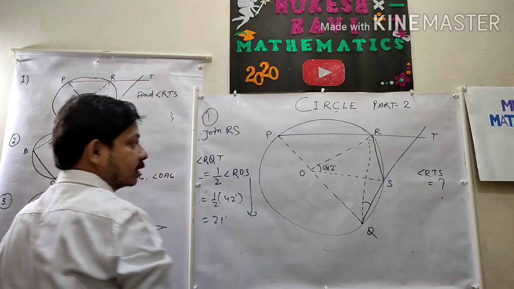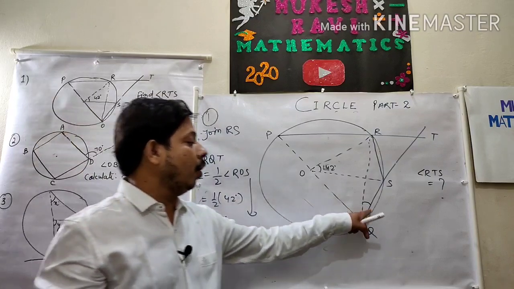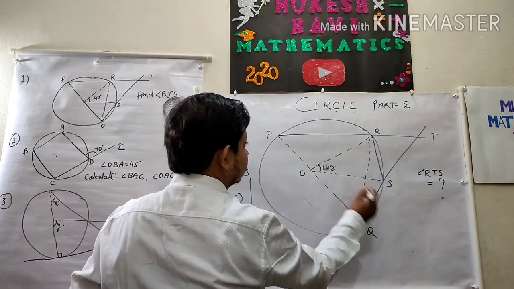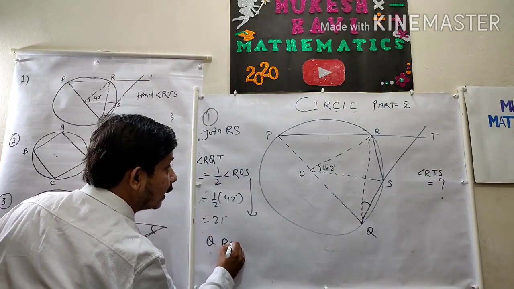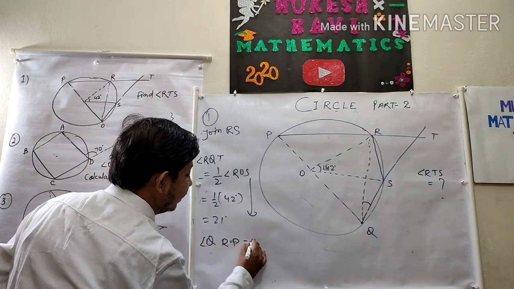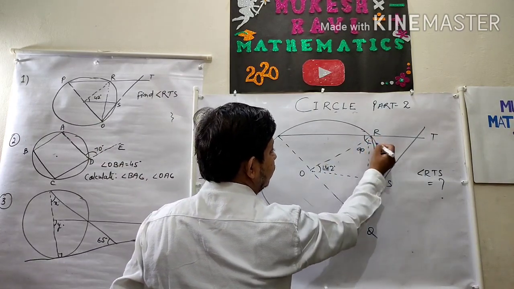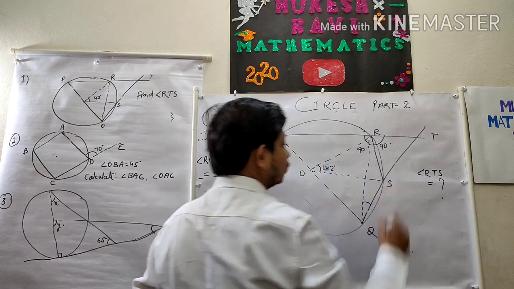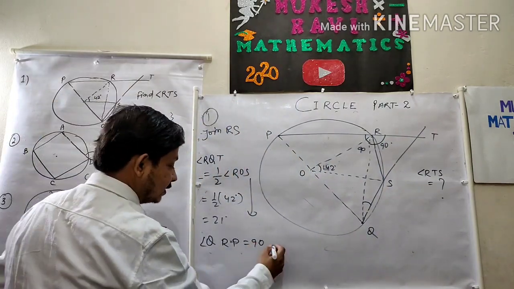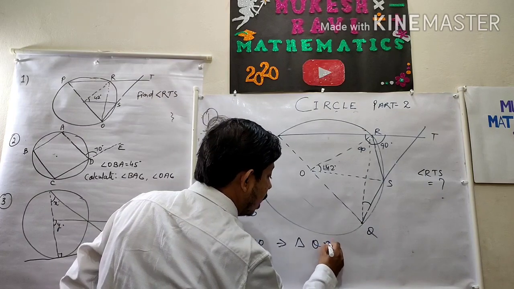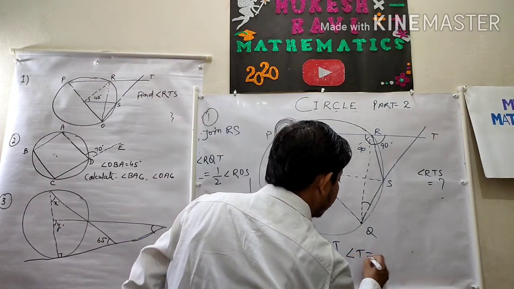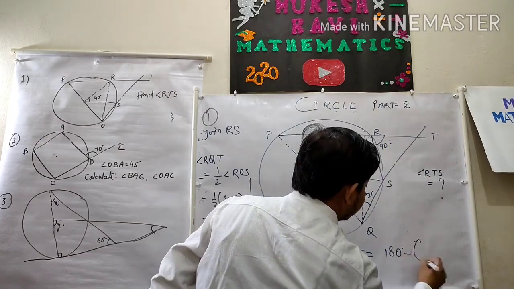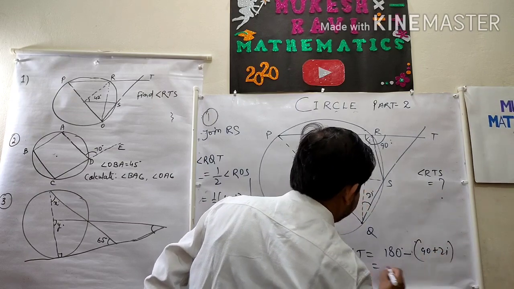Reason you will write here: angle subtended at the center is double the angle subtended on the circumference by the same segment. Now QRP is 90 degree, semicircle. So what about this angle? This is also 90 degree. Very simple. This implies in triangle QRT, angle T equals 180 minus 90 plus 21, that is 69 degree.